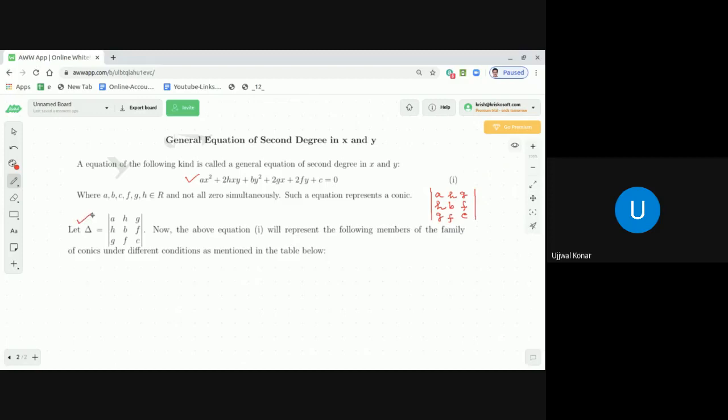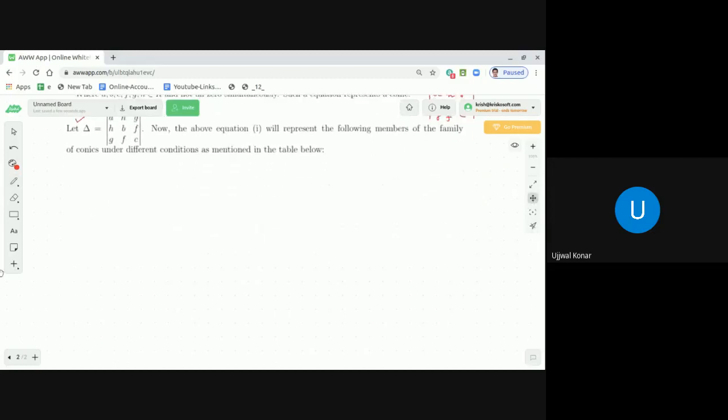Now the above equation 1, that is the general equation of second degree in x and y, will represent the following members of the family of conics on different conditions as mentioned in the table below. And I am going to show you the table now. And what are the tables, dear students? I am just going to show you.